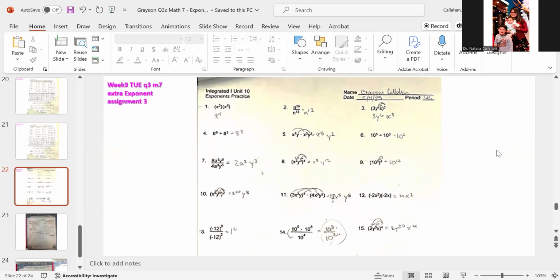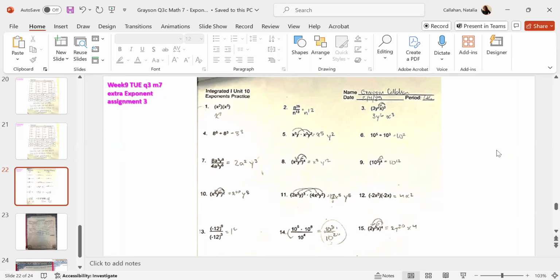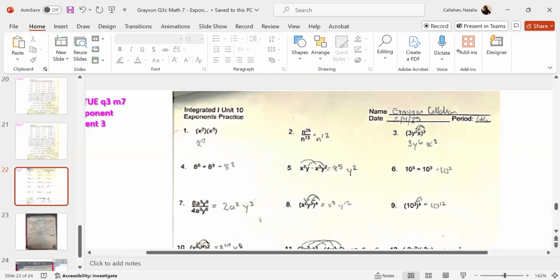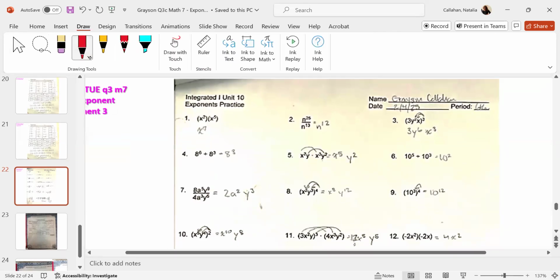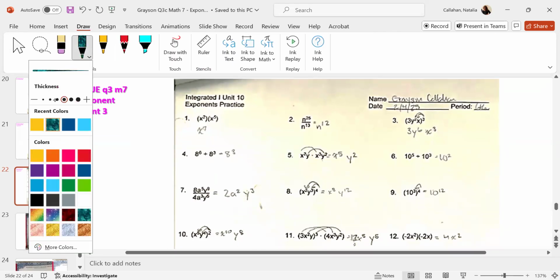All right, so today is week 9 Tuesday, quarter 3, math 7. This is your third assignment, and we're gonna go over this. So remember, there are rules that we went over, correct? I'm just gonna briefly go over those rules with you.